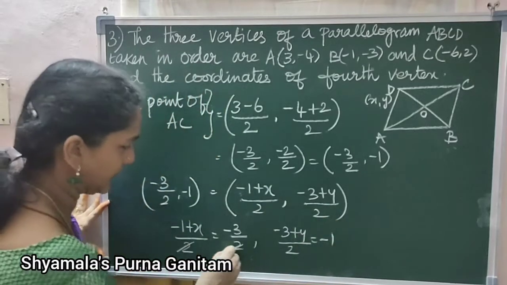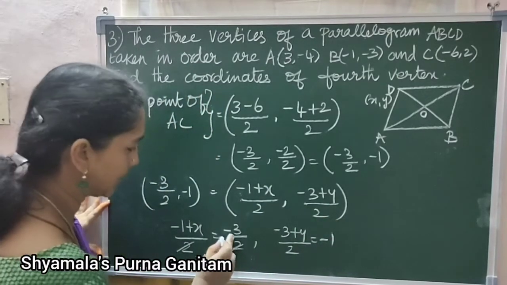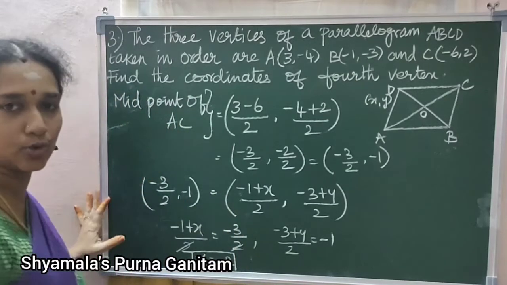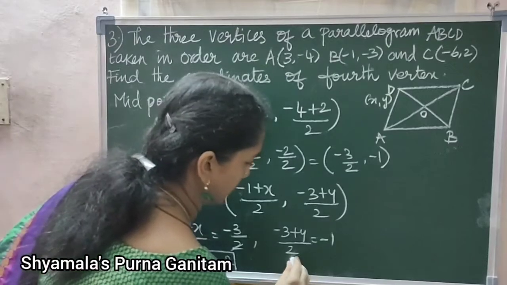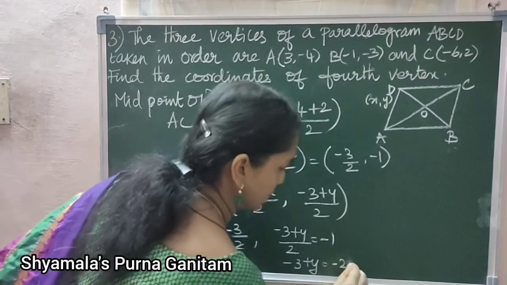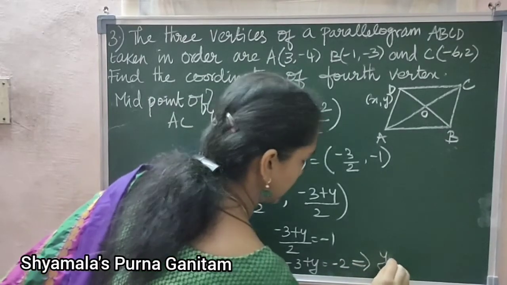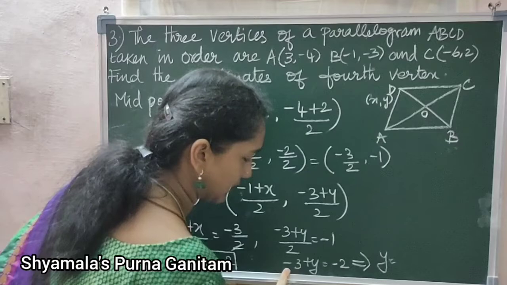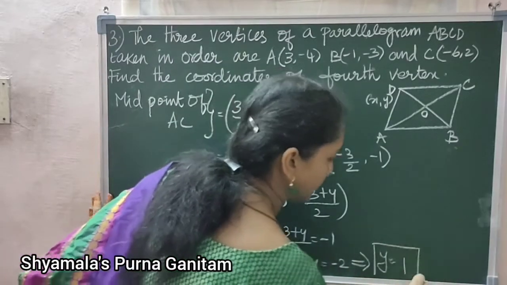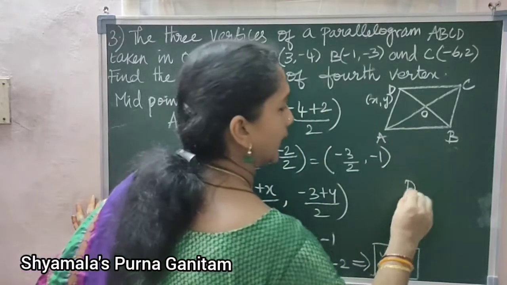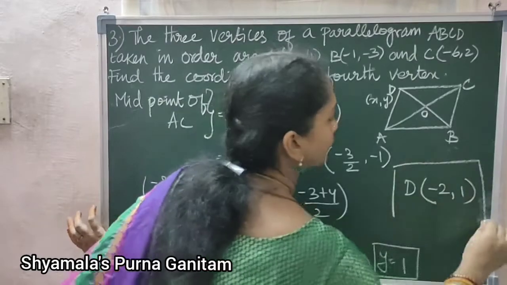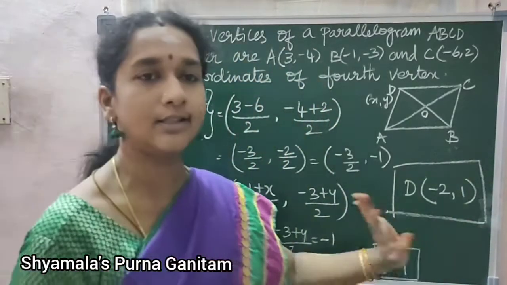Now when you simplify, you will get x is equal to minus 3 plus 1, that is minus 2. This is the x coordinate. Okay, then the y coordinate will be minus 3 plus y is equal to minus 2. So y is equal to minus 2. When you bring this minus 3 to that side, that will be plus 3. So the y value is 1. So the D coordinate is minus 2 comma 1. This is the fourth vertex. This is how you have to find.